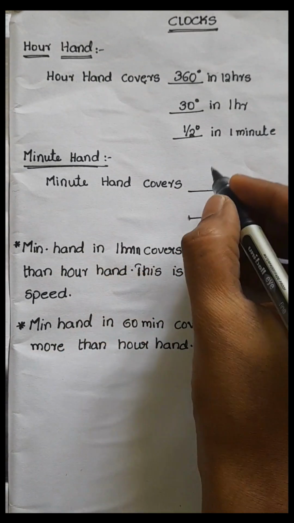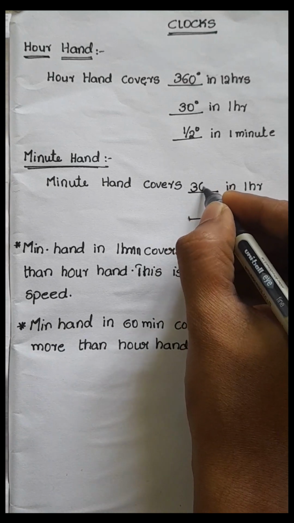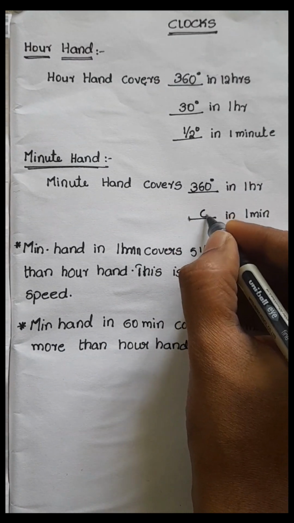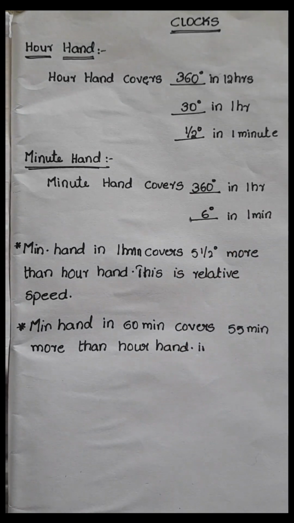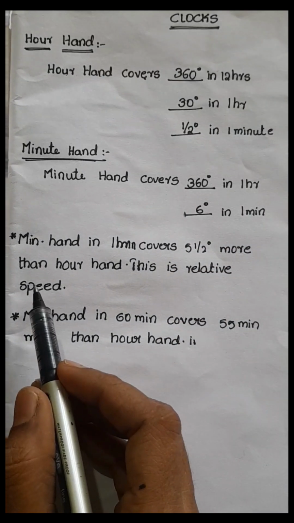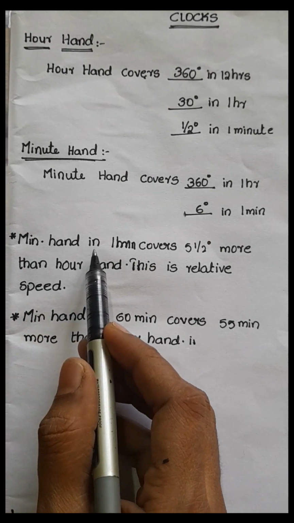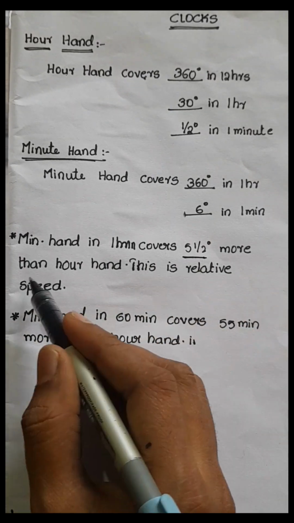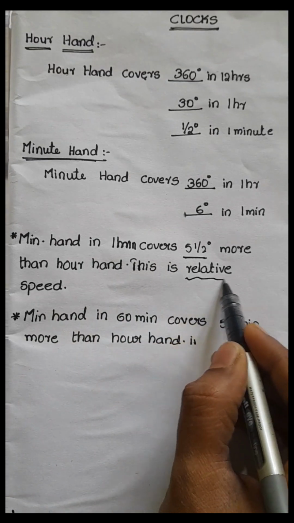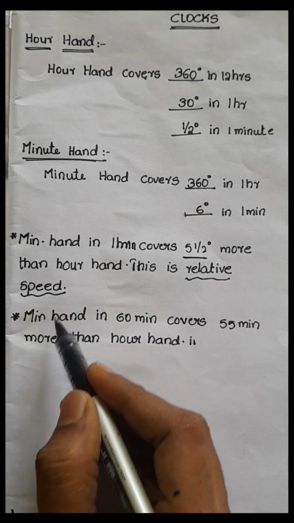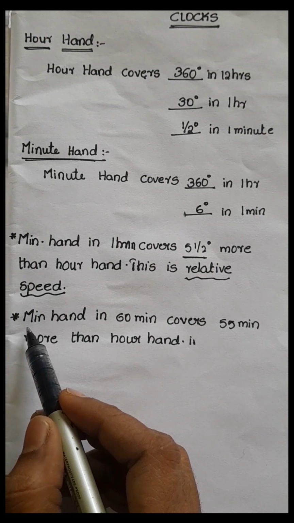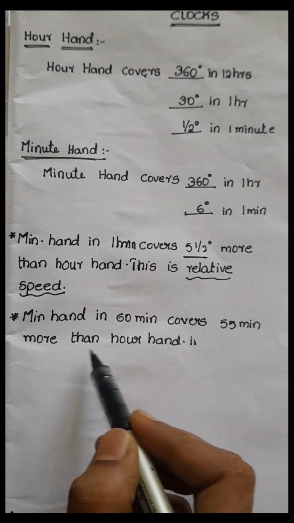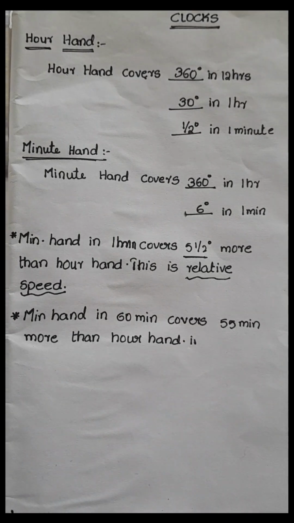Minute hand covers in 1 hour 360 degrees, and in 1 minute it covers 6 degrees. Two more important points. Minute hand in 1 minute covers 5.5 degrees more than hour hand. This is relative speed of the two hands. Second one, minute hand in 60 minutes covers 55 minutes more than hour hand.